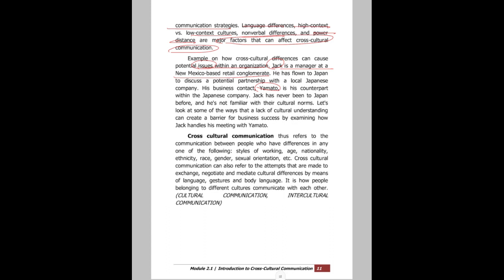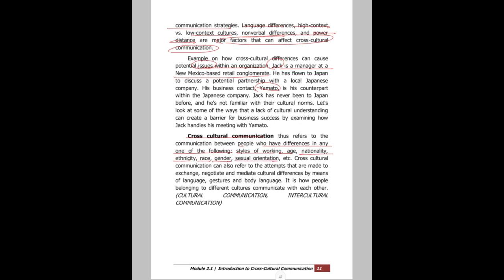So, cross-cultural communication thus refers to the communication between people who have differences in any of the following. Okay? So, cross-cultural communication, ito yung way natin on how are we going to communicate with multiple cultures, with different cultures across the world. So, sinasabi dito, yung mga differences, it can be the styles of working, your age, nationality, ethnicity, race, gender, sexual orientation, and so on.